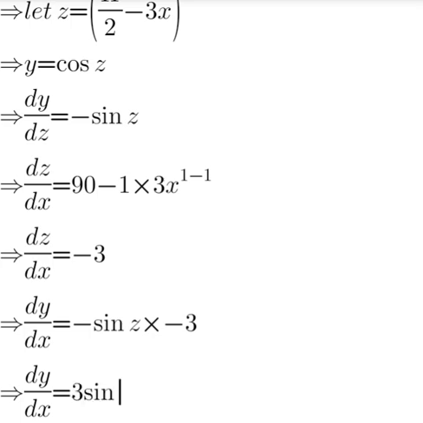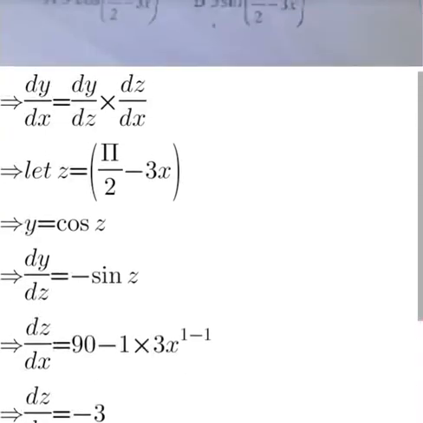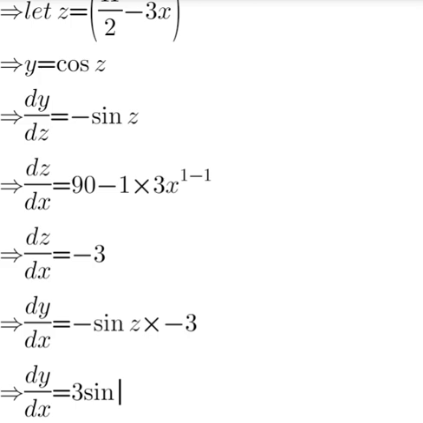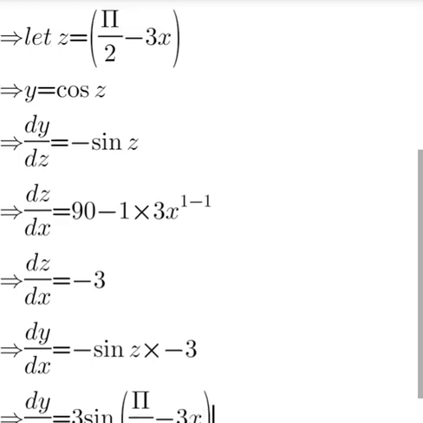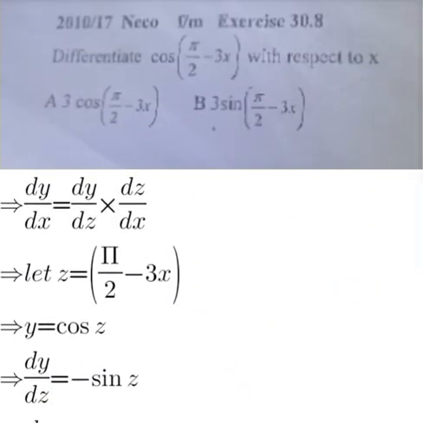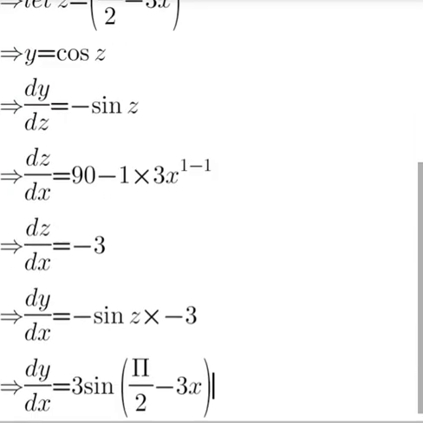sine. Of course, remember that at the start of this video, we said that z should be equal to pi divided by 2 minus 3x. So we're going to be putting that here. It's going to be pi divided by 2 minus 3x. So therefore, this is the derivative of the function up here. So this is the answer.